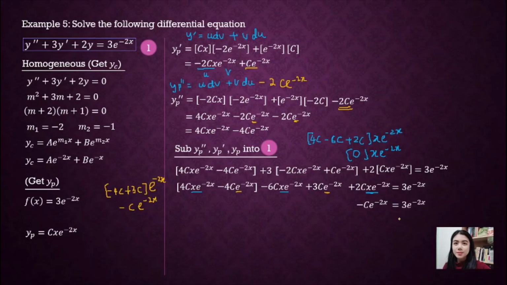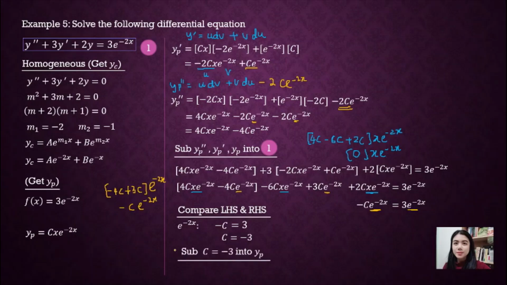Now we're going to compare left and right. We're going to compare on the exponent, e negative 2x. For the left hand side, you can see that I have negative c. For the right hand side, I have 3. So it means that your c is actually equal to negative 3. Once you know your c is negative 3, substitute into your yp. This is your yp here, and we substitute c as negative 3. So you have negative 3x e negative 2x. This is your yp.